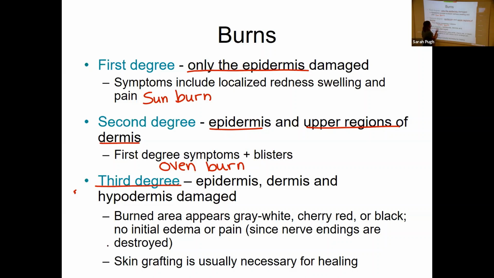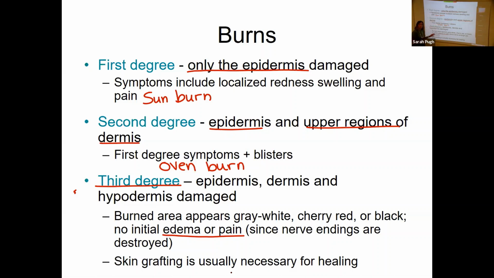And then a 3rd degree burn. This is where you've damaged all 3 layers of your skin. Now, a lot of times with a 3rd degree burn, it'll look different. It just depends on the person. Sometimes it is bright red. Sometimes it's sort of charred looking, black. Sometimes it's white in color. But initially there is no swelling or pain. There is no pain because you have damaged every nerve ending that's in your skin. So you don't feel anything.